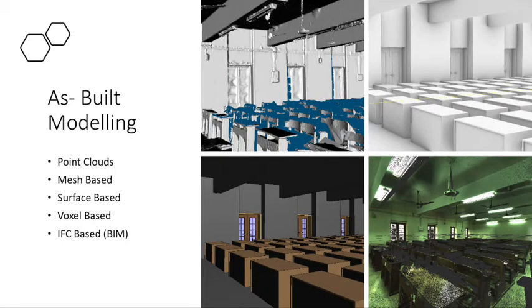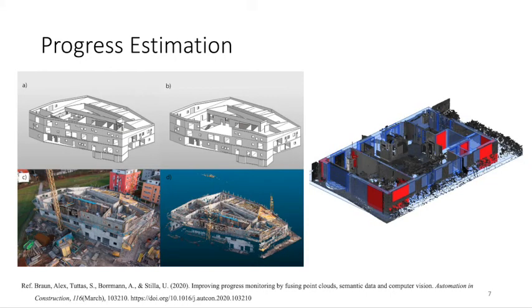The second step is as-built modeling, where after capturing the data, we make an as-built model from these images or point clouds, and we convert it into either point clouds, mesh models, surface models, voxel models, or IFC models, which is the highest class of definition, where you can represent a model in the form of objects. The final step is progress estimation, where we compare the as-planned and as-built progress, and it can be seen as shown in this study.